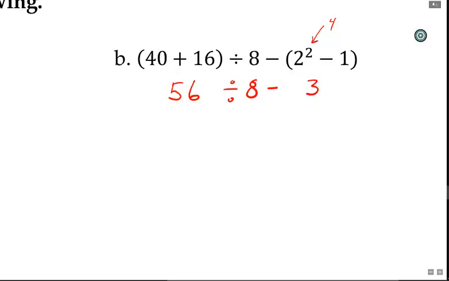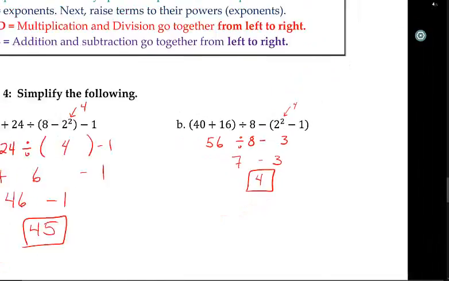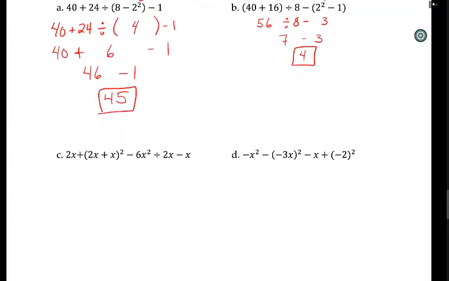Now I'm going to work from left to right for my division. So 56 divided by 8 is 7, and 7 minus 3 is 4. Once again, on your homework, if you would please remember to box your answers and work down, that would be great. Our next problem involves variables.